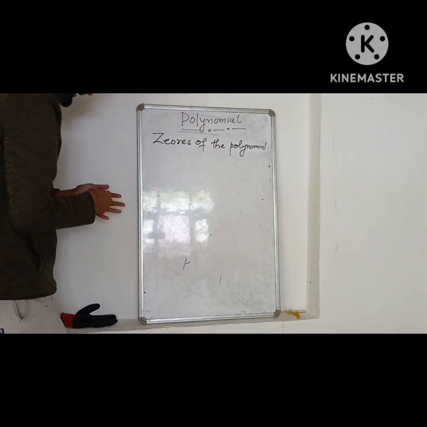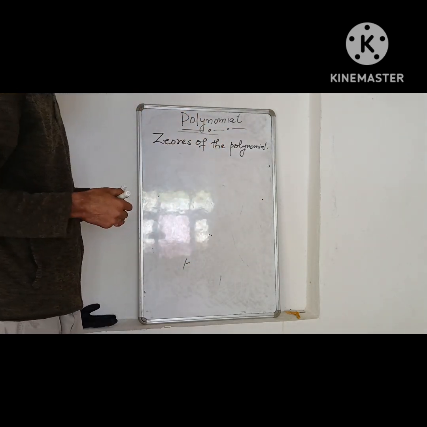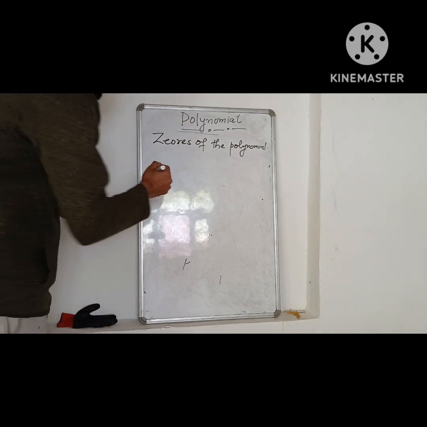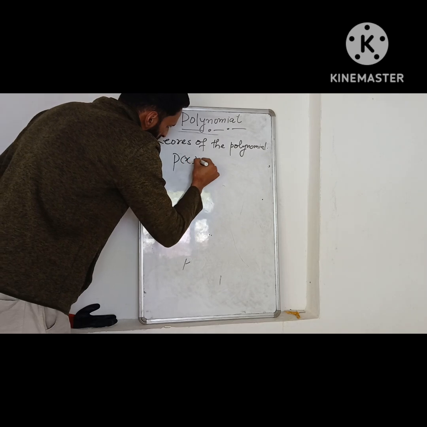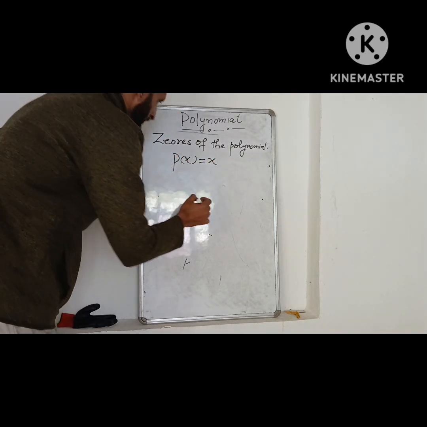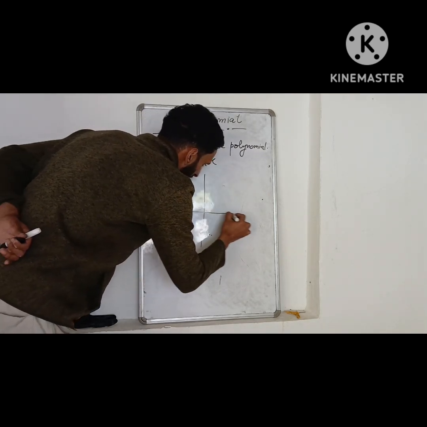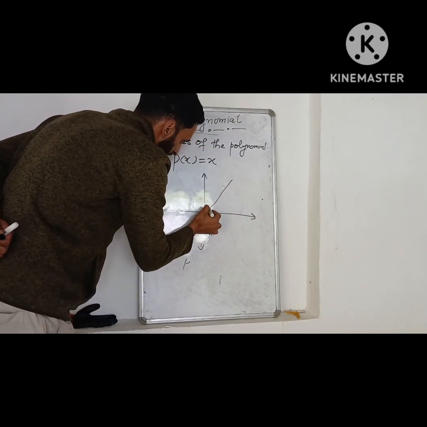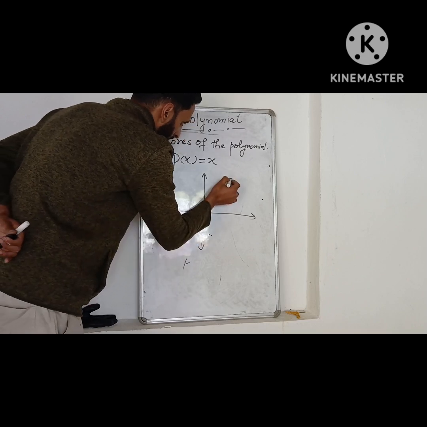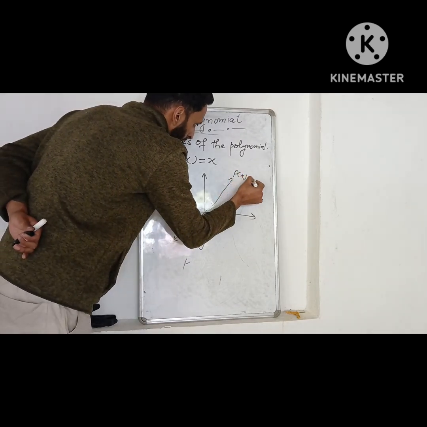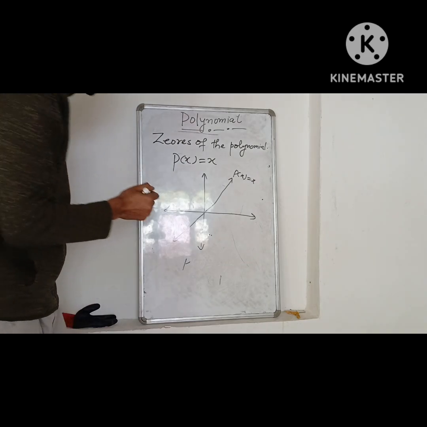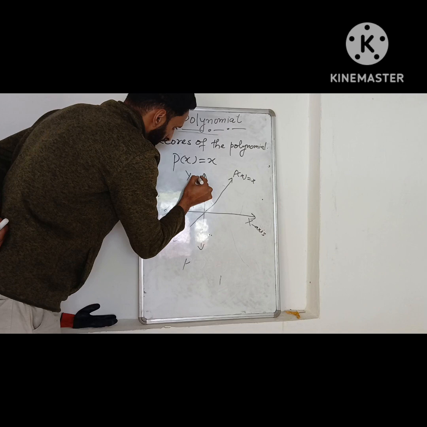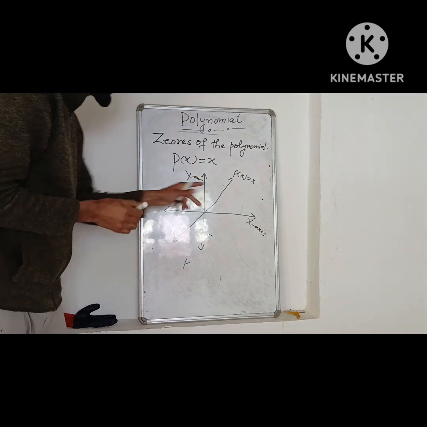I will take a graph, and you will also learn how to visualize and find the zero of the polynomial. Say I am taking a polynomial p of x which is equal to x. Say its graph looks like this. It is a straight line passing through the origin, through the first quadrant and third quadrant. This is the graph of this polynomial. See, this is the x-axis. This is the y-axis.